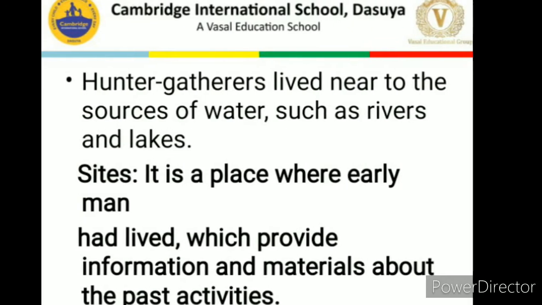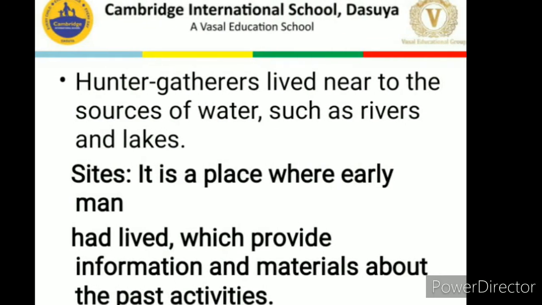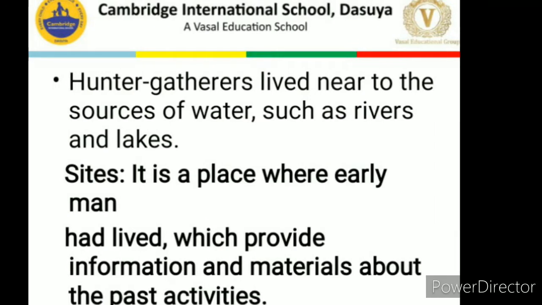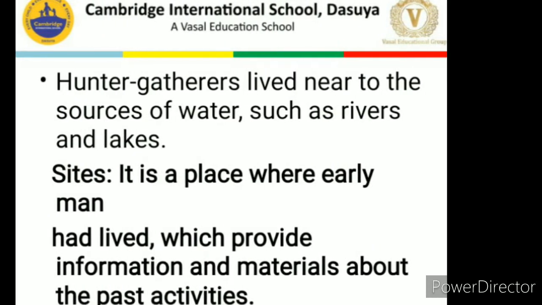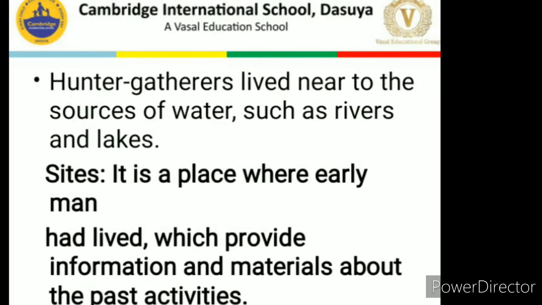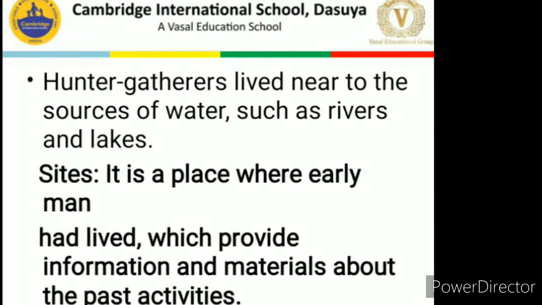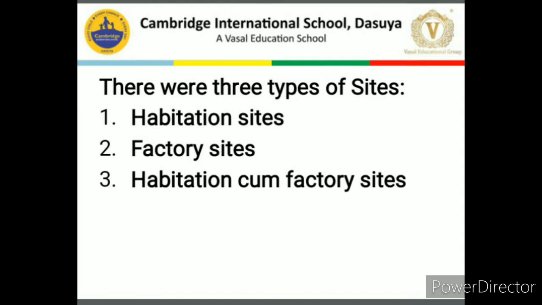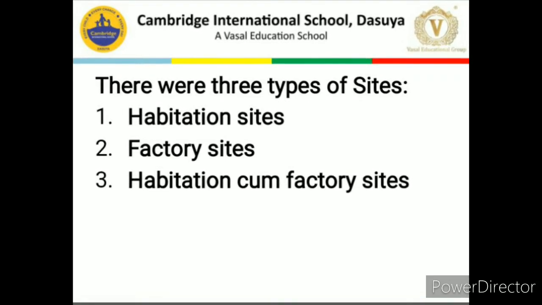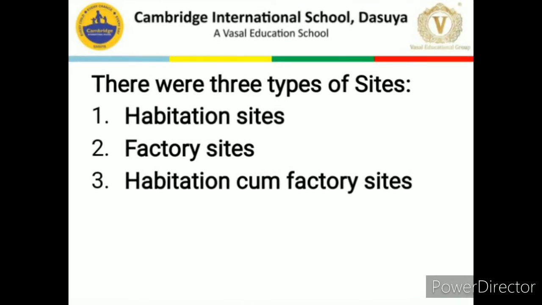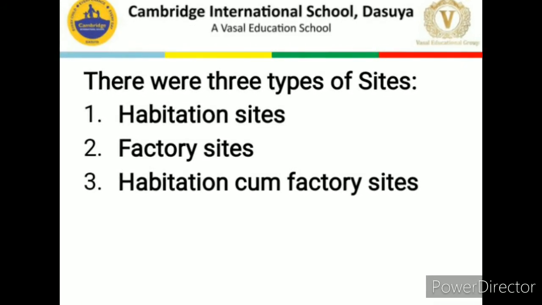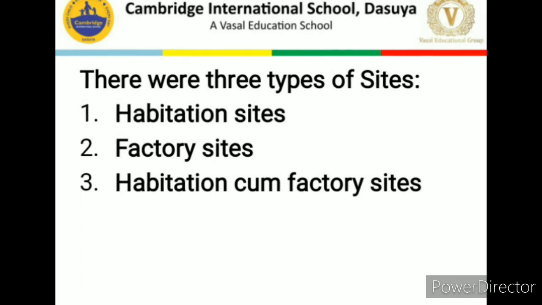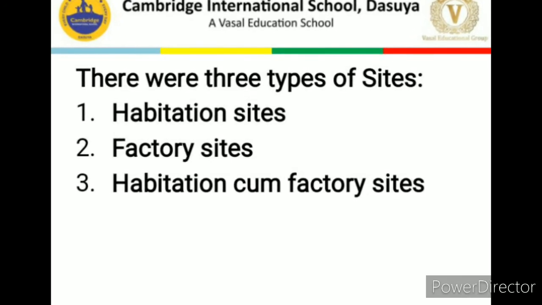These were also called sites. A site is a place where early man had lived, which provides information and materials about past activities. The archaeologists have found three types of sites. Number 1, habitation sites. Number 2, factory sites. Number 3, habitation cum factory sites.